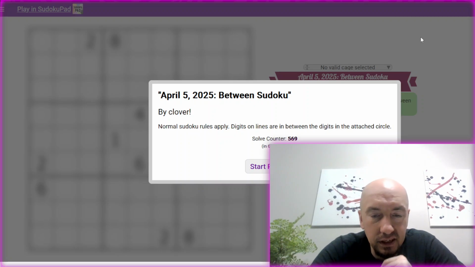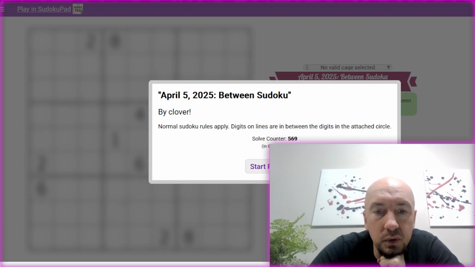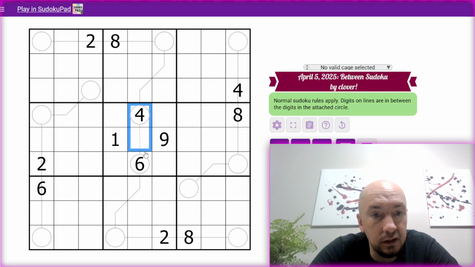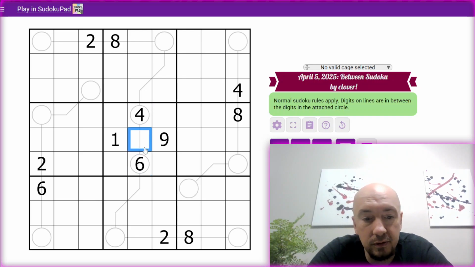All right, this is going to be my second attempt at Between Sudoku by Clover. Normal Sudoku rules apply. Digits on lines are in between the digits in the attached circle. Okay, easy enough. So that's 4 and 6. This would have to be a 5.